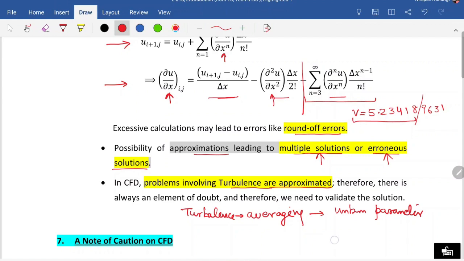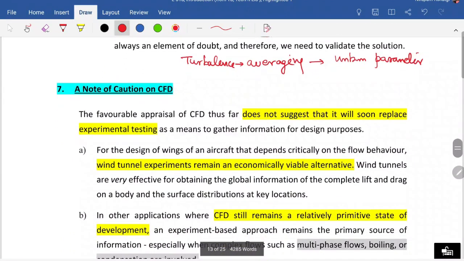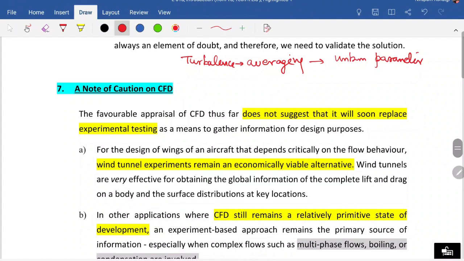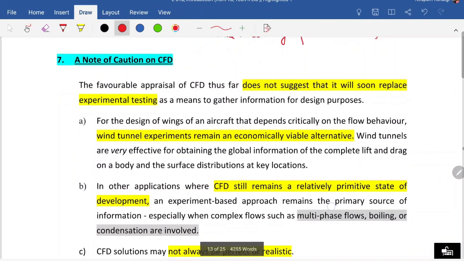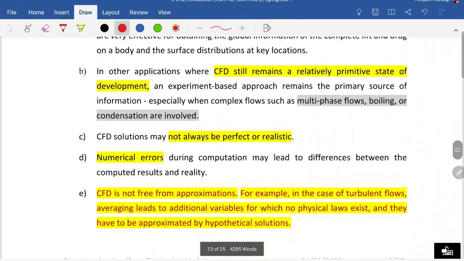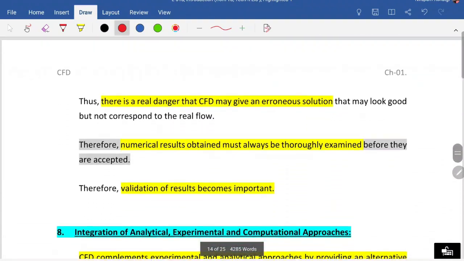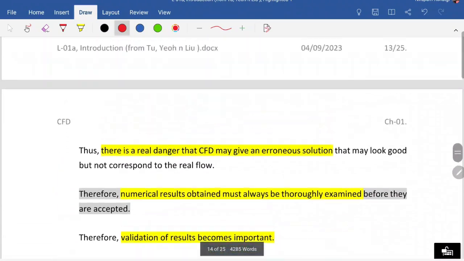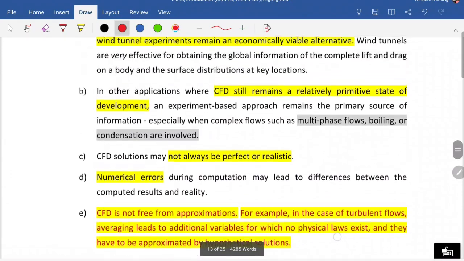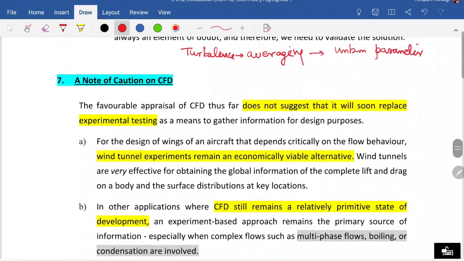So this is the thing that is happening with CFD. So there is a note of caution here. I think we will talk about this only and then stop. Another 5 minutes. Okay. So what is the note of caution?